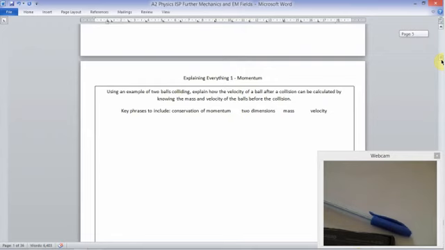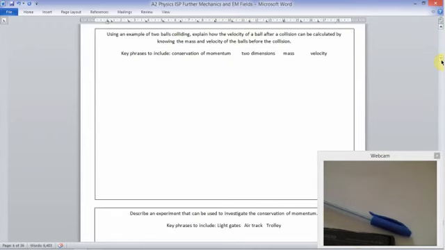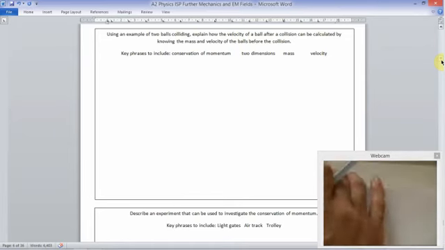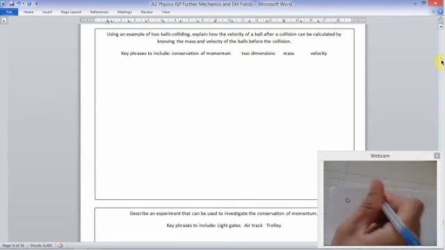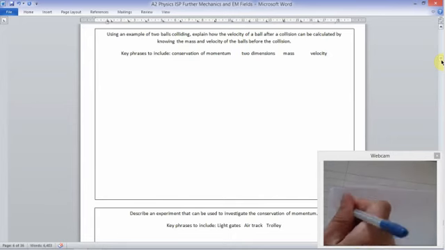Okay, so the first example is two balls colliding. Explain the velocity of a ball after a collision can be calculated by knowing the mass and velocity of balls before collision. Okay, so if we've got a collision taking place between two balls, and if we know the mass and velocity beforehand, we can figure out what it's going to be like afterwards.